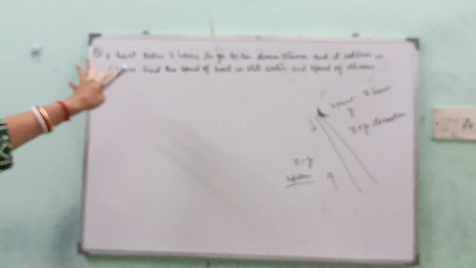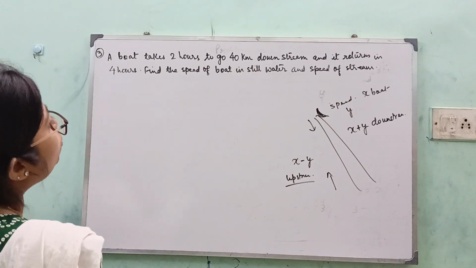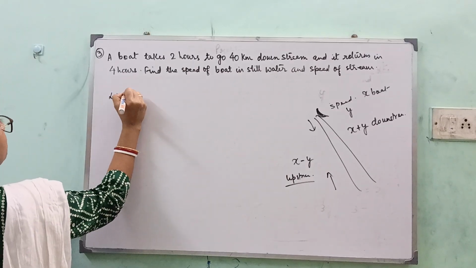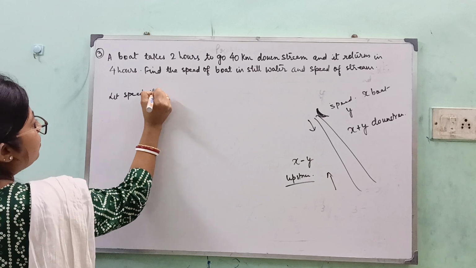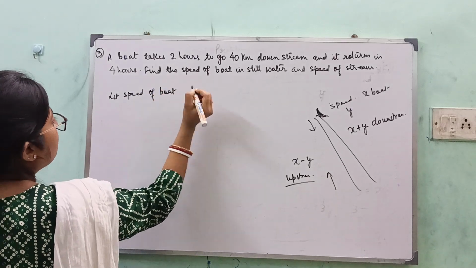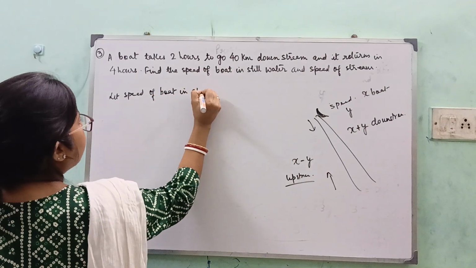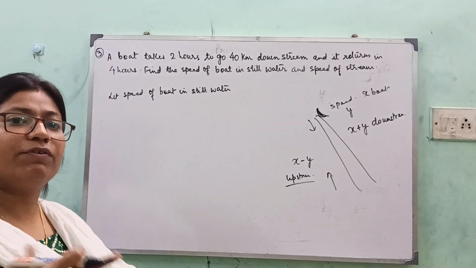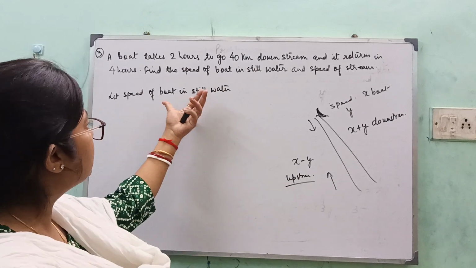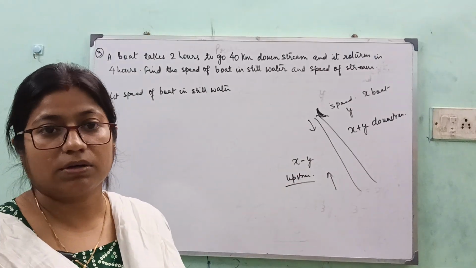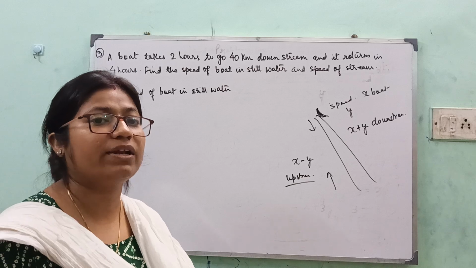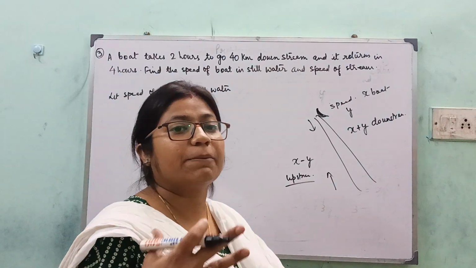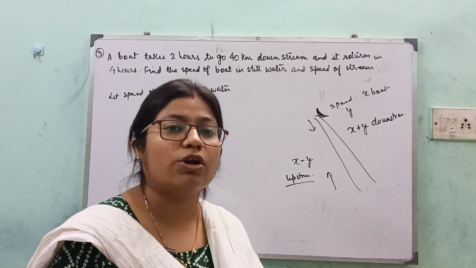So there's a boat here which takes 2 hours to go downstream. So let us assume that the speed of the boat in still water. Why still water? Because the boat has a speed of its own. That is seen when it is in still water. Still water means the water is not offering any kind of opposition to it, neither is it offering any kind of support to it. So that is the speed of the boat of its own.